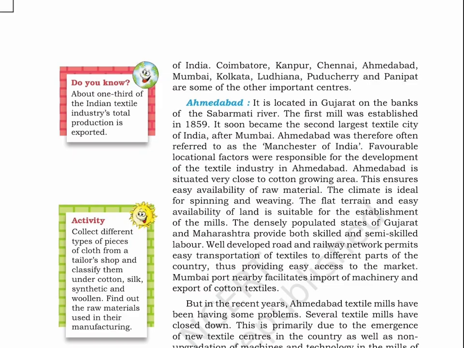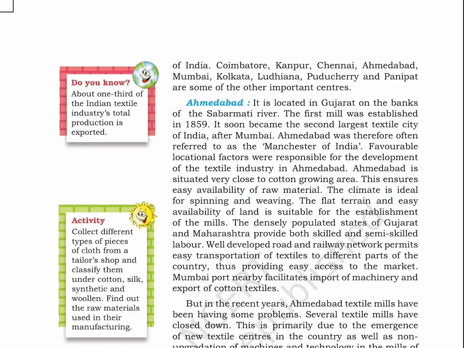Favorable locational factors were responsible for the development of the textile industry in Ahmedabad. Ahmedabad is situated very close to the cotton growing area. This ensures easy availability of raw material. The climate is ideal for spinning and weaving. The flat terrain and easy availability of land is suitable for the establishment of the mills.